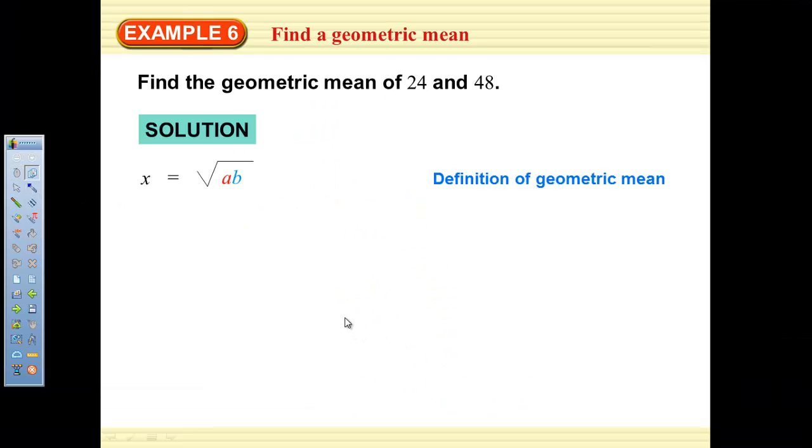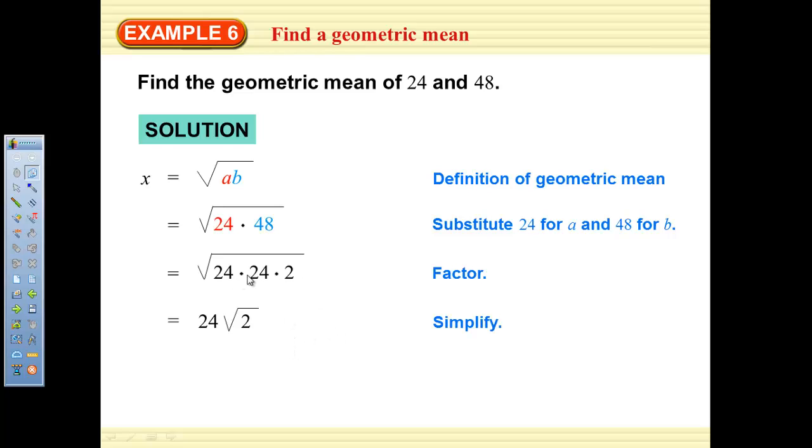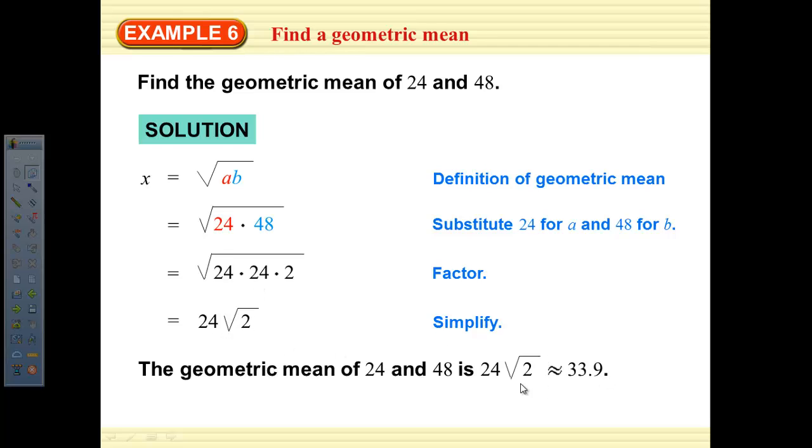And again, there's our formula. 24 times 48 is, I guess they factored it out, 24 radical 2, which is about 33.9.